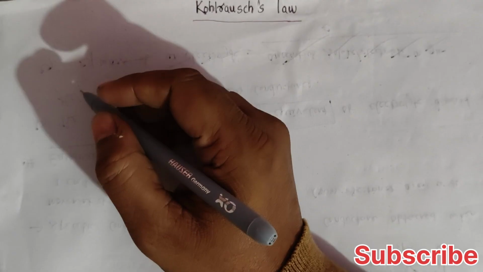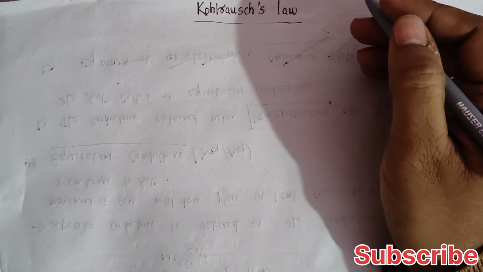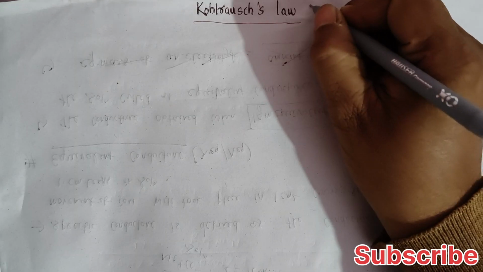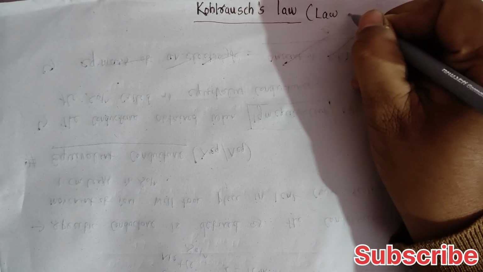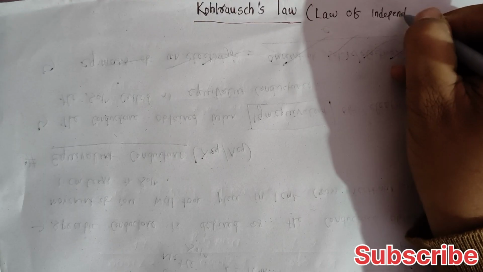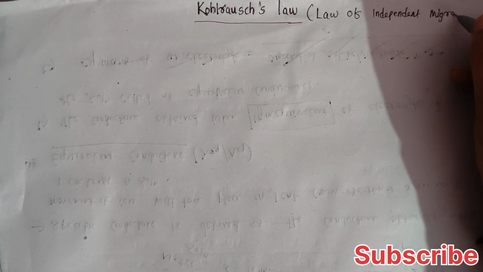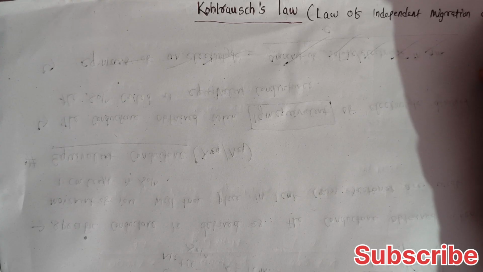Okay. So Kohlrausch law is also known as what? Kohlrausch law is also called the law of independent migration of ions.